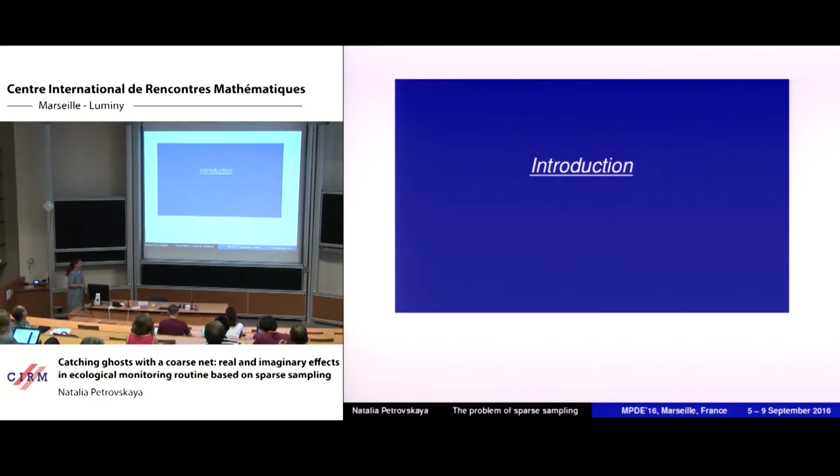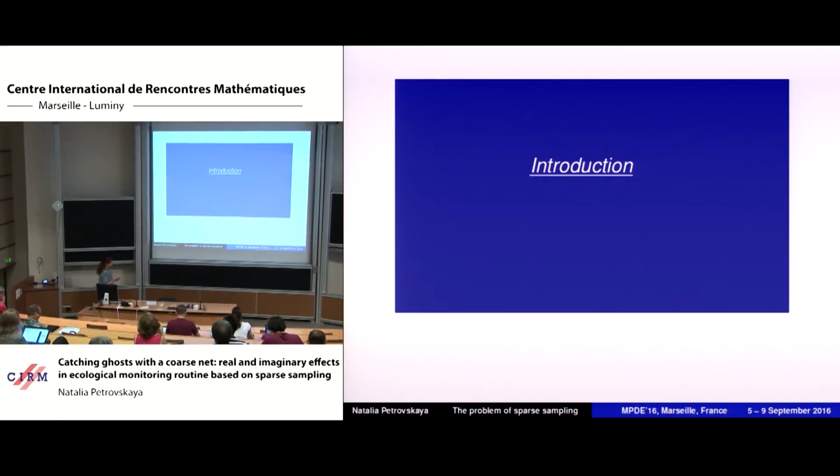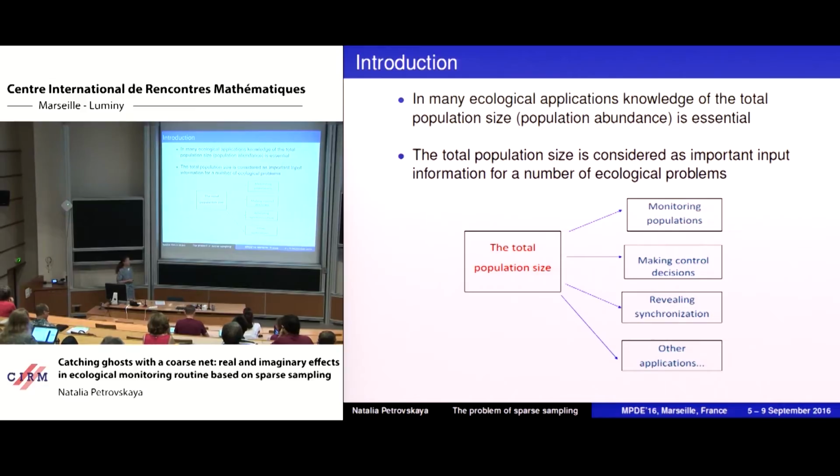Okay, so let me start with a rather long introduction, and I'm going to talk about the total population size, which is, of course, a very important characteristic of many ecological systems on its own, but the total population size is also often required as input information in many ecological problems.